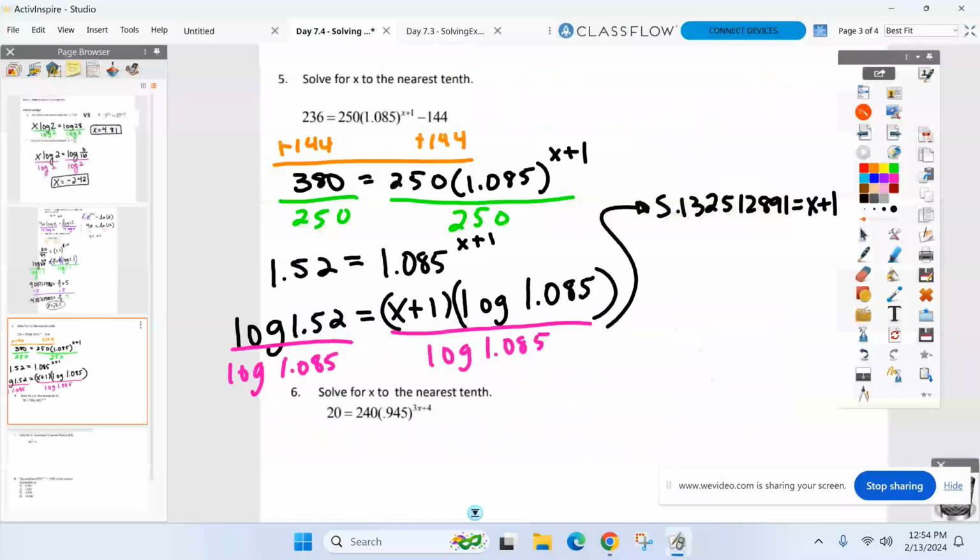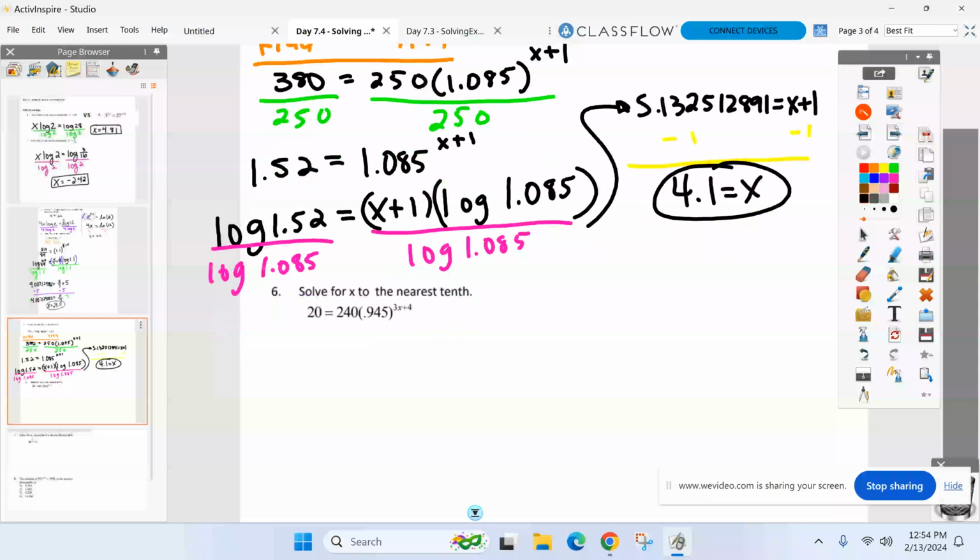Harper. Subtract 1 from each side. What are we rounding? Nearest 10th? 4.1. Good. All right, let's go. Keep grinding.